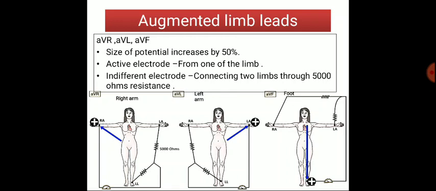When we consider lead AVR, the active electrode is from the right arm and the indifferent electrode is from the left arm and the left leg. Lead AVL, the active electrode is from the left arm and the indifferent electrode is from the right arm and the left foot. Lead AVF, the active electrode is from the left foot and the indifferent electrode is from the right arm and the left arm.